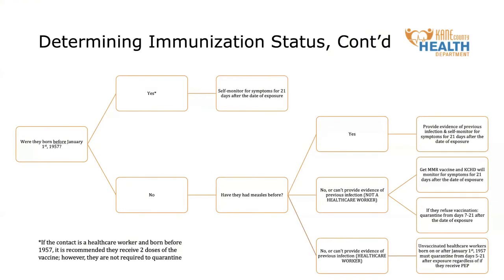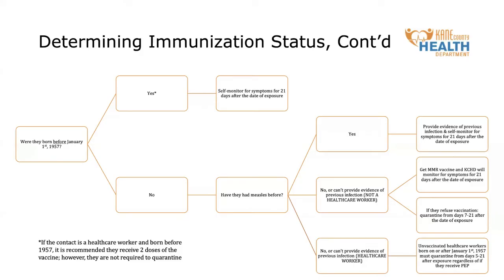Now, what if you have determined that the contact is not vaccinated or cannot provide evidence of vaccination, but you know that they were born before January 1st, 1957? In this case, they need to self-monitor for symptoms for 21 days after the date of exposure, just like a vaccinated contact. This is because individuals who are born before 1957 are considered immune as they likely had measles infection at some point in their life, which provides lifelong immunity.